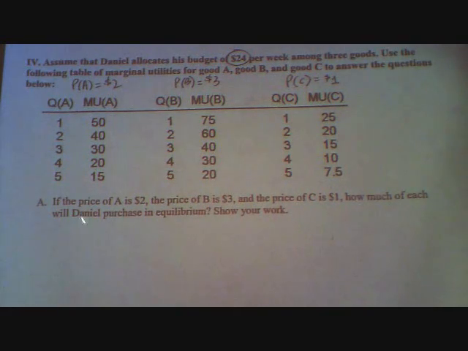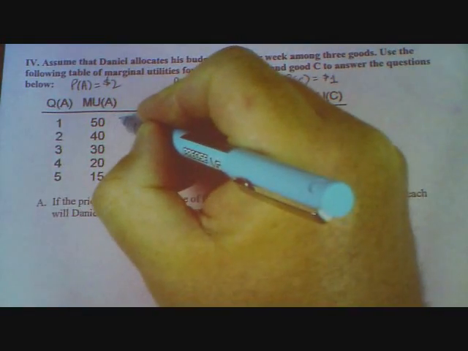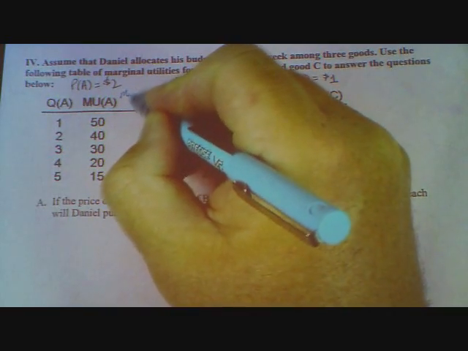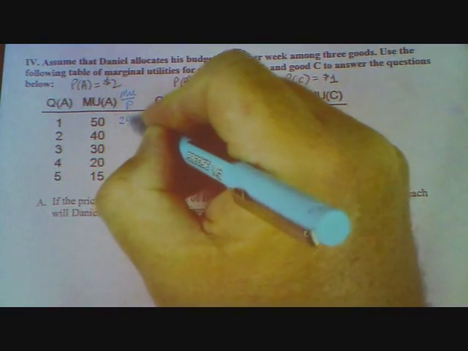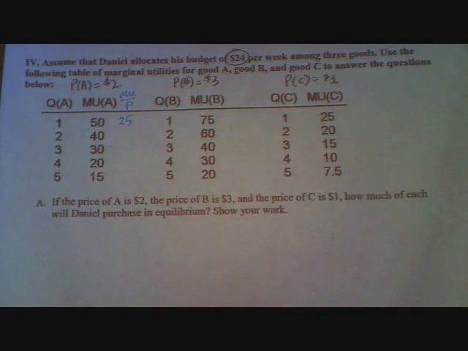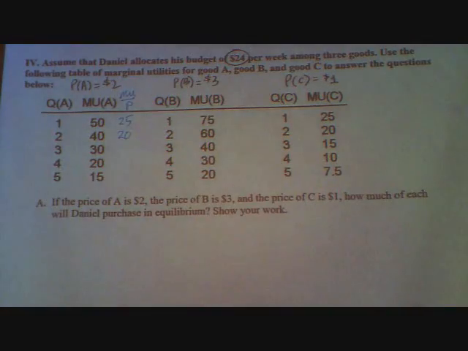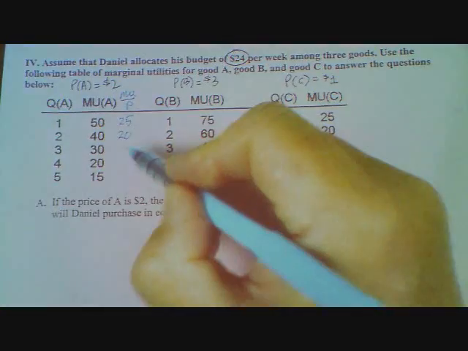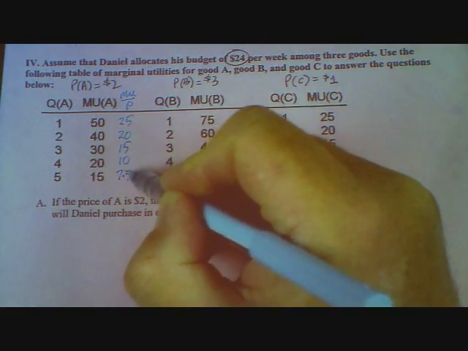So for good A, the price is 2. So the first unit of A gives them this much additional satisfaction, but it costs them $2. So the marginal utility per dollar would be 25 utils, 50 divided by 2. And if they consume the second unit of A, they get 20 additional utils per dollar. That's 40 divided by 2, and so on. Stop me if I make a mistake.